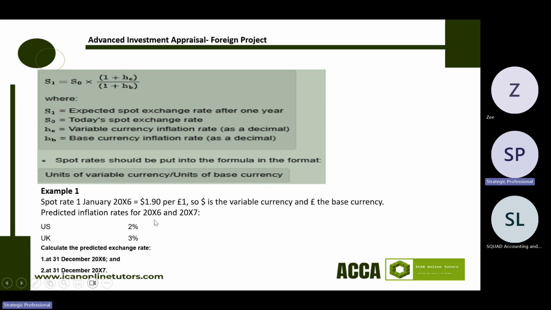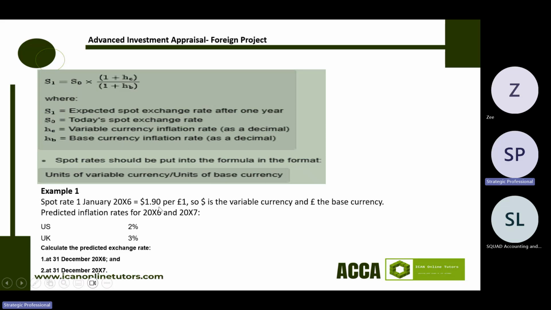Now, let's solve the question before us. So now, example: spot rate on 1 January 20x6 is $1.90 per £1.